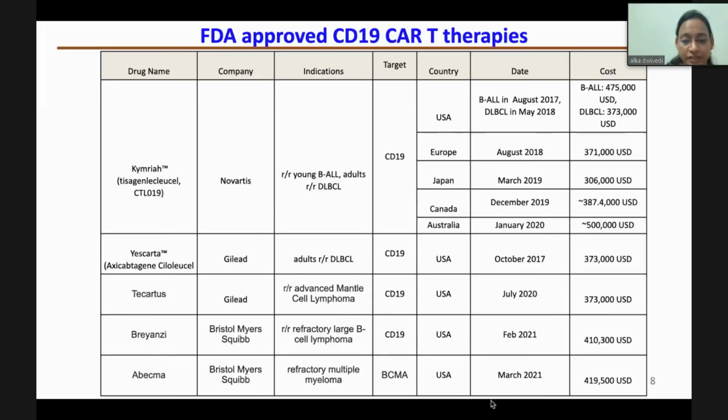And very recently, in March 2021, another CAR T therapy was approved which targets the B cell maturation antigen, for multiple myeloma, which is a cancer of the plasma cells. So these are the multiple products which are approved in the market.